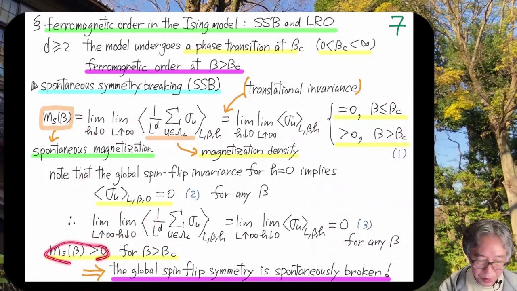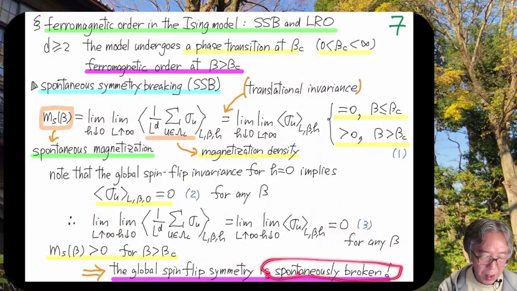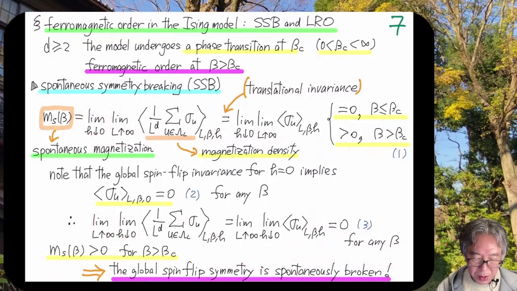So when you have non-zero spontaneous magnetization in this region, this subtlety means that you cannot exchange the order of the limits. And in this case, we can say that this global spin flip symmetry, which led to this trivial result, is spontaneously broken. Even if you let h go to 0, this is non-zero. So this is one manifestation of a spontaneous symmetry breaking.